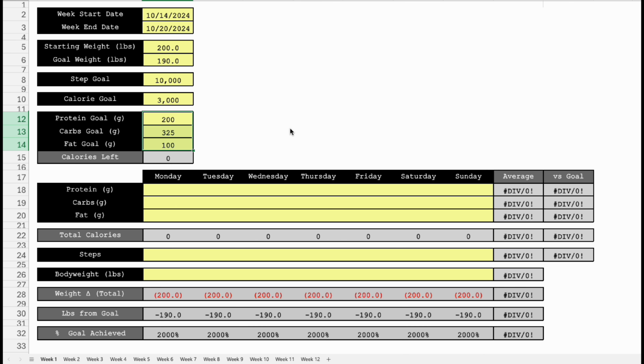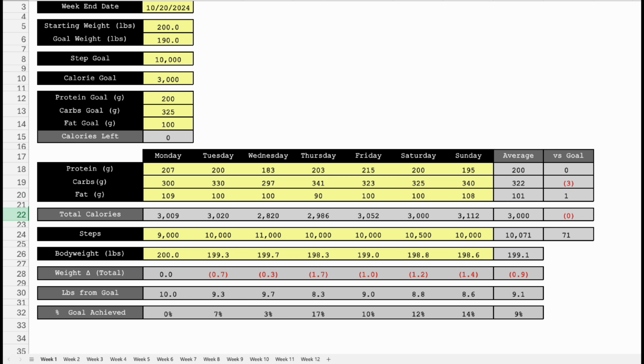You would then just fill this out as each day passes. So you'd enter in your macros for the day, the amount of steps you got that day, and then a daily body weight, which I would recommend you check at the same time and under the same conditions every day. And I'll throw in some numbers here so you can see what this looks like filled out. So here we are with some data.